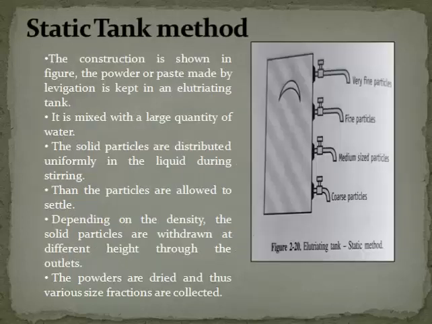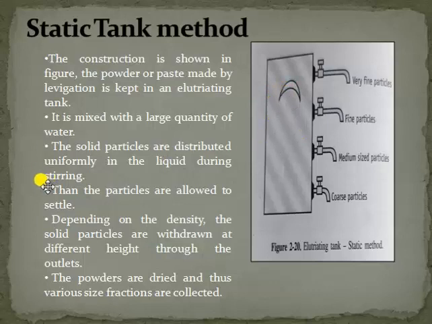Now we'll see the static tank method. The construction is shown here. You can see this is the elutriation type of static method. Here the powder or paste made by levigation is kept in the settling tank. The sample is kept in this tank. It is mixed with a large quantity of water. The solid particles are distributed uniformly in the liquid during stirring.